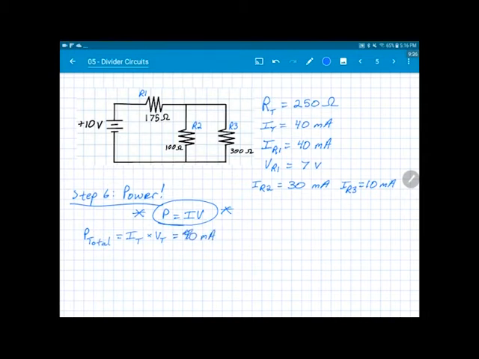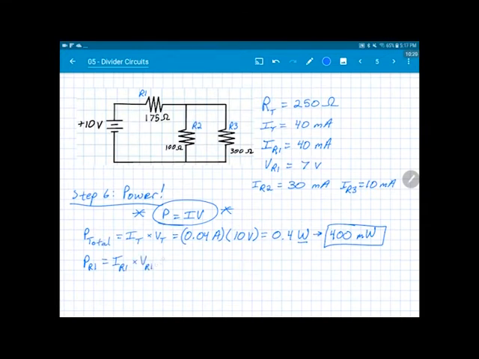If I do that, I can't use 40 milliamps again. I need to use 0.04 amps. So I've got to change to base units again. Times the total voltage, which is 4 volts. So I get 0.4 watts, and I can change that to 400 milliwatts.